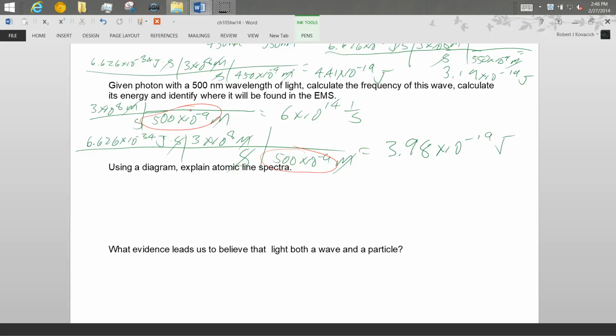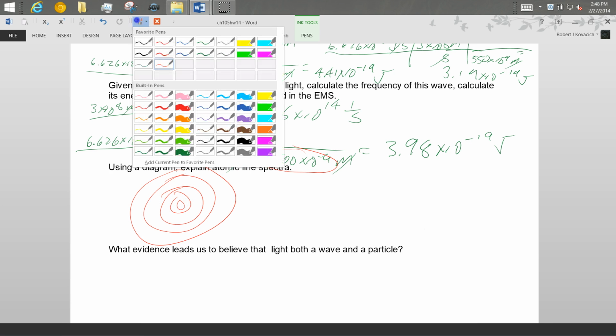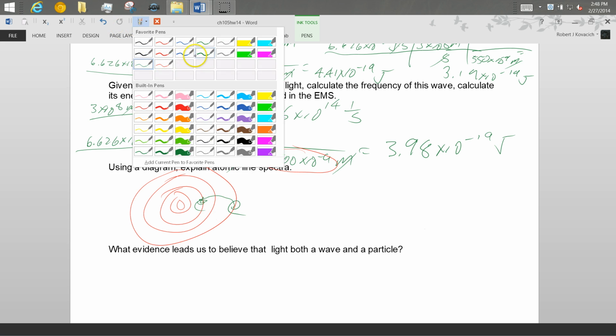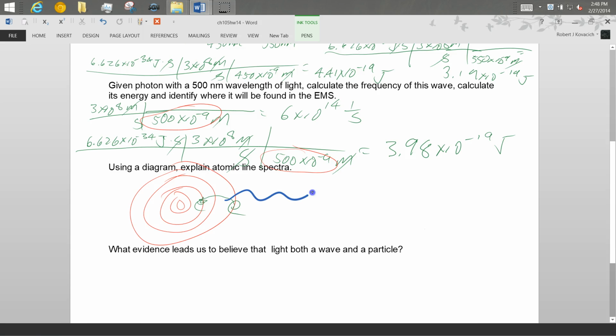Using a diagram, explain atomic line spectra. I guess my diagram would look something like this. An electron that's in a higher orbital will drop down to an area of lower energy, closer to the nucleus, and in doing so, it will give off light. That light might be visible. It might be in the infrared range. It might be in the X-ray range. It could be anywhere along the electromagnetic spectrum, but it gives off some light.